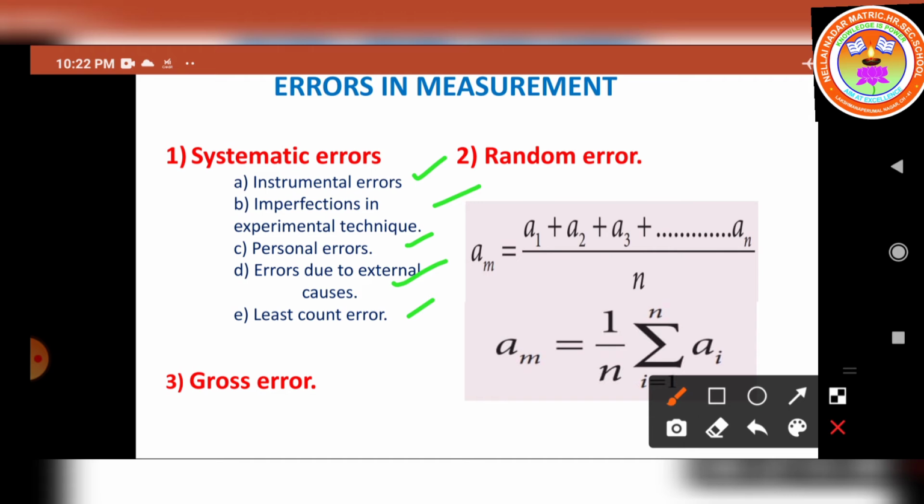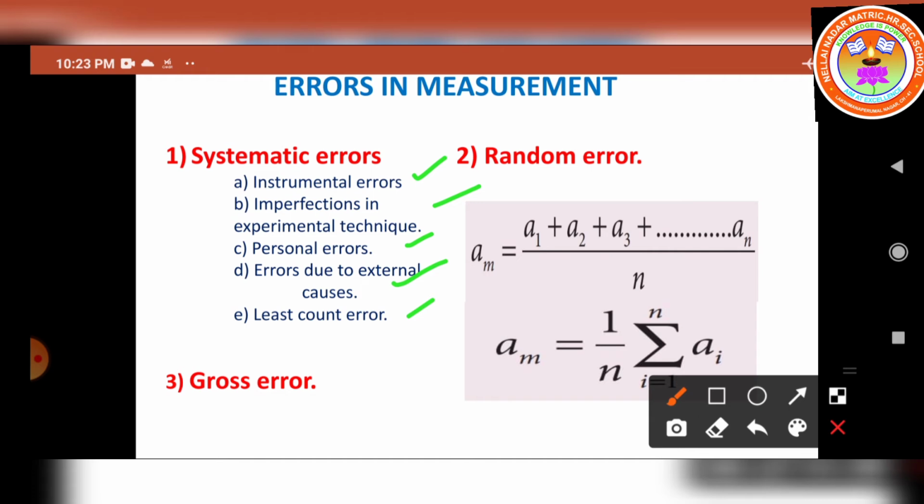Now let us discuss instrumental errors. When an instrument is not calibrated properly at the time of manufacture, instrumental errors may arise. So what do you mean by instrumental errors? When an instrument is not calibrated properly at the time of manufacture, that is a manufacturing defect, and these errors may arise. If a measurement is made with a meter scale whose end is worn out, the result obtained will have errors. These errors can be corrected by choosing the instrument carefully. This is instrumental errors.